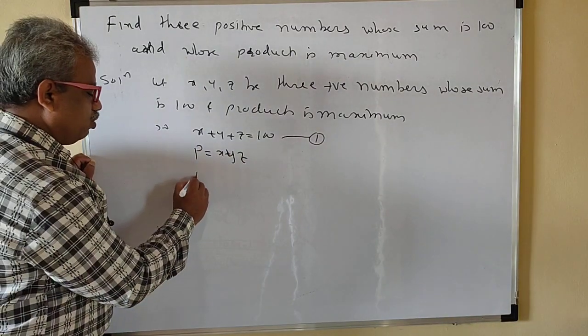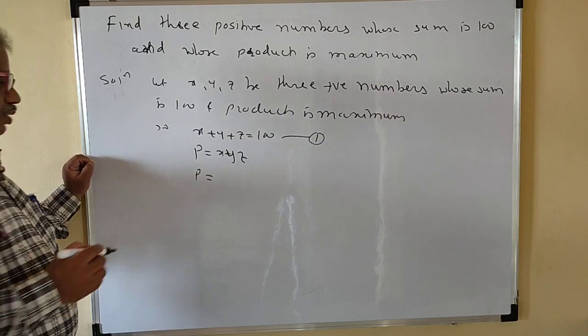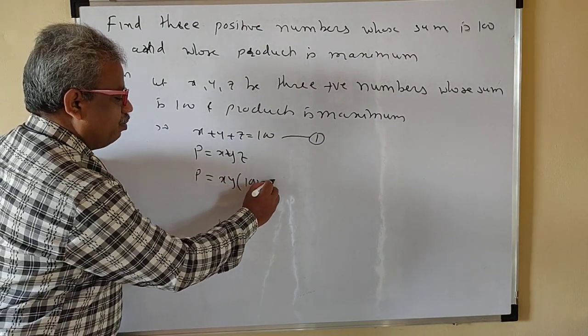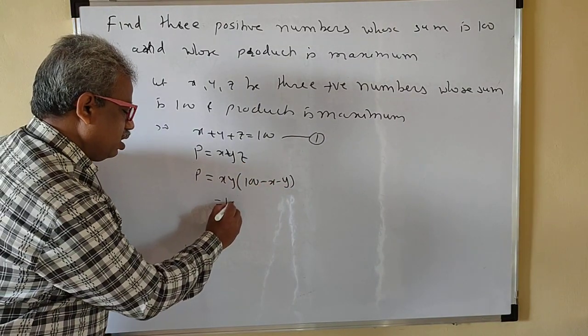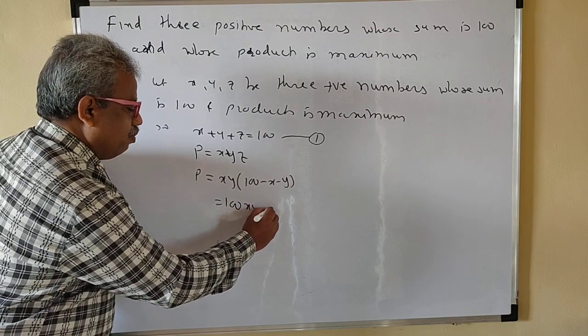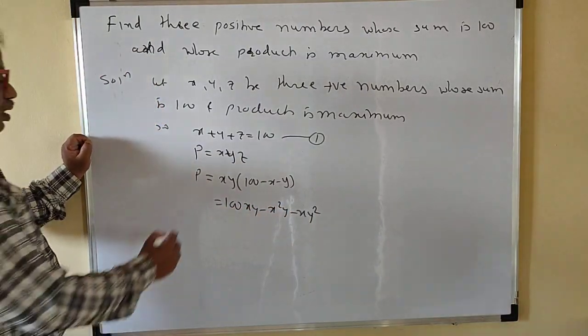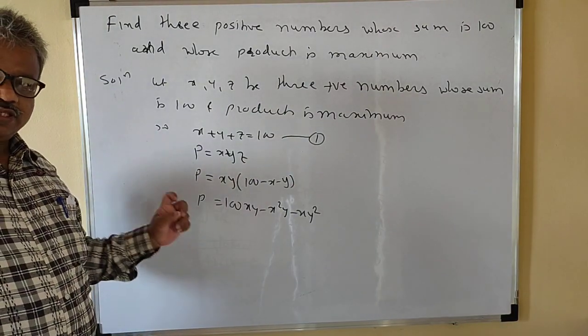So I will do this in the two variable function, okay, because I want to apply the second derivative there, okay. So this is what, x, y. What is z? 100 minus x minus y, okay. So I multiply this. This is what, 100xy minus x square y minus x y square, okay. This is your P.